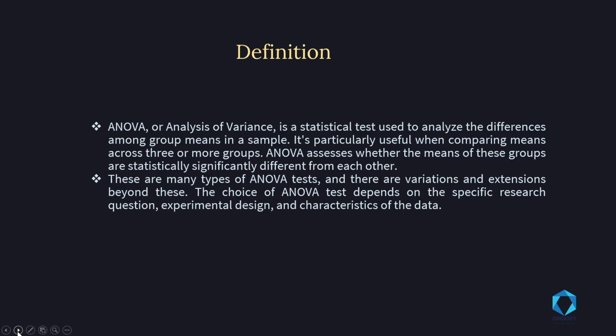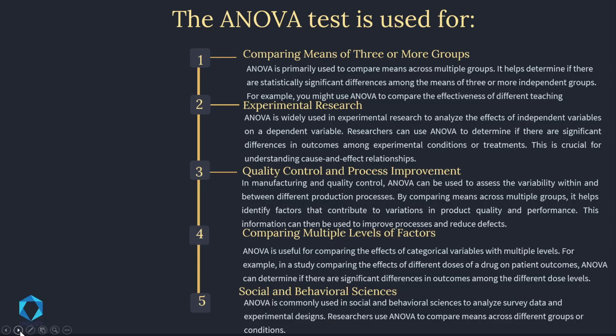There are many types of ANOVA tests, and there are variations and extensions beyond this. The choice of ANOVA test depends on the specific research question, experimental design, and the characteristics of the data. Let's look at the various ways in which we can use the ANOVA test. Number one, we can use it in comparing the means of 3 or more groups.